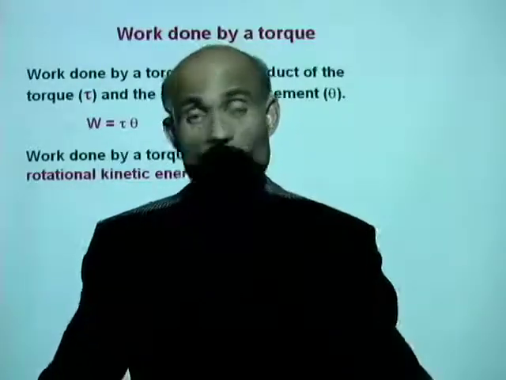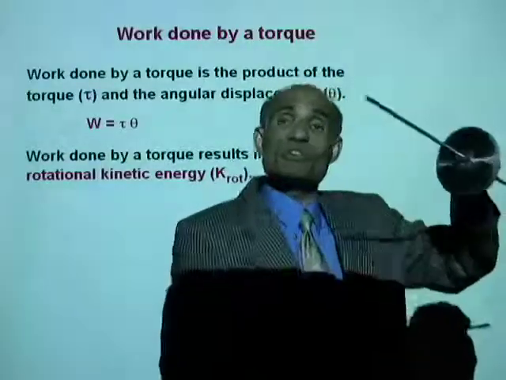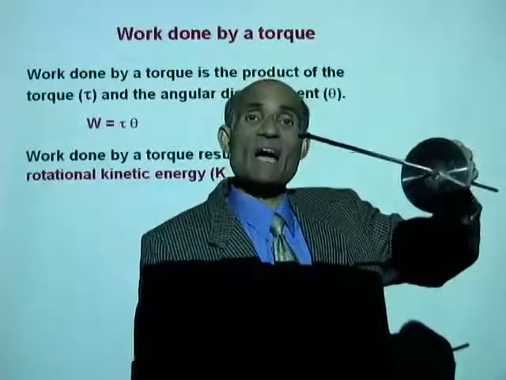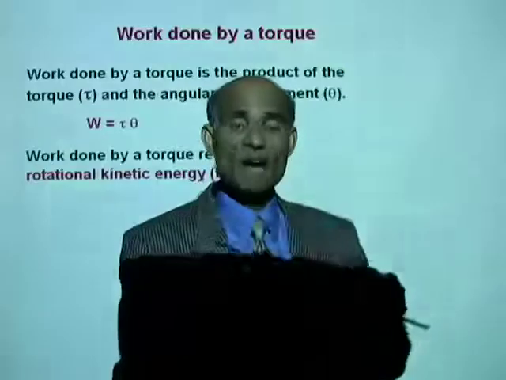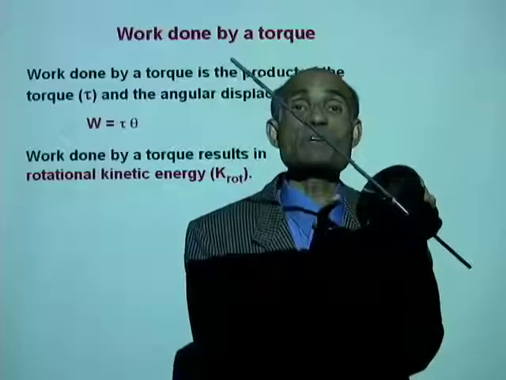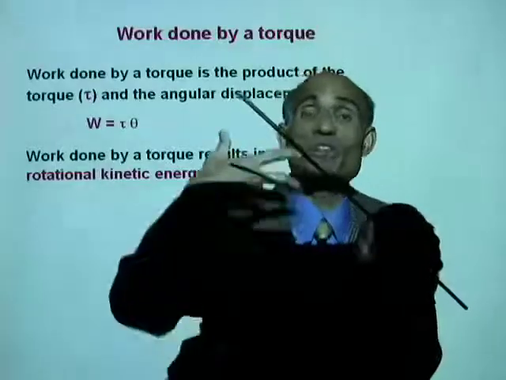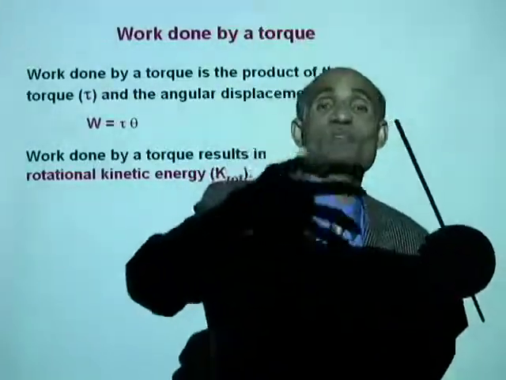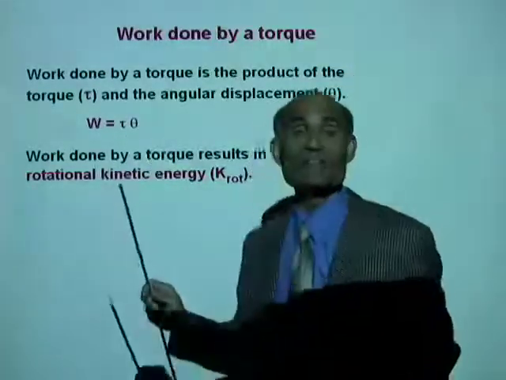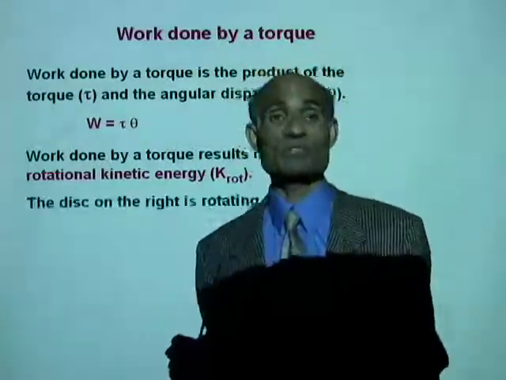Is that right? Whenever you do work on an object, that work will be a measure of the kinetic energy of this object. This rotating disc has a kinetic energy. How do you define that kinetic energy? The kinetic energy of a rotating disc is a measure of the work done to give it an angular displacement or an angular velocity. So this W equal to tau theta is a measure of the kinetic energy of the rotating disk.